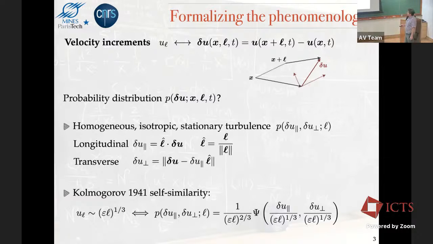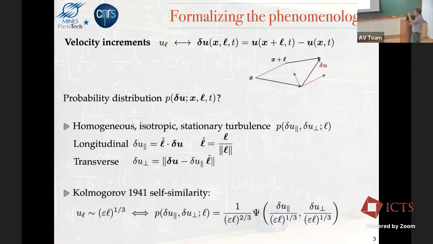In homogeneous and isotropic turbulence, we can use isotropy, homogeneity, and stationarity in time to get rid of the x dependence and the time dependence, and to project delta U on the separation L. So this thing, which depended on 3 plus 3 plus 3 plus 1 variables, now depends only on 3 variables. One is the longitudinal increment, the difference of velocity projected along the separation vector L. The other is the modulus of the remaining part of this velocity difference, which is the transverse increment. And of course, the separation is now just a scalar. So longitudinal and transverse are defined this way.